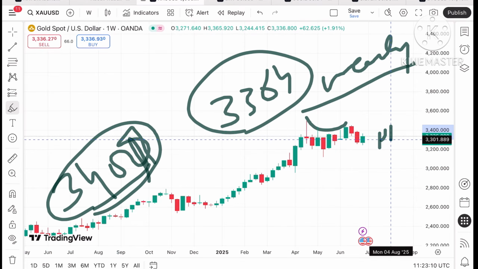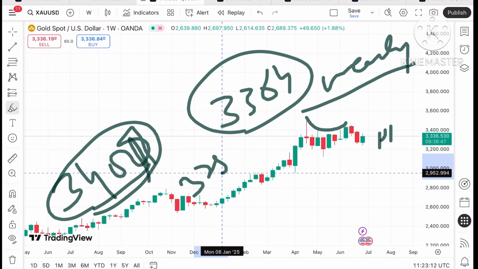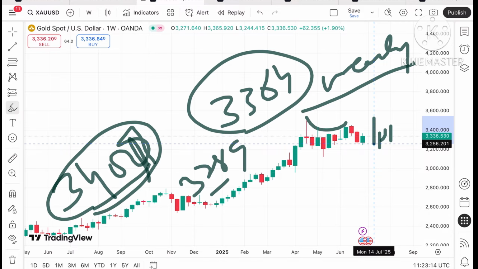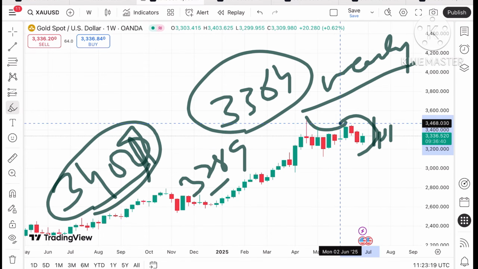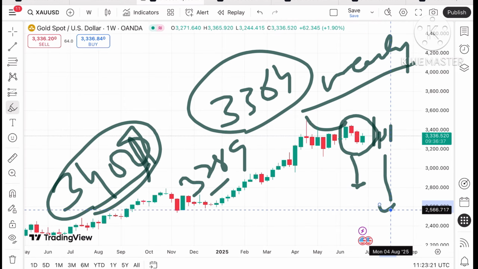But if the price starts going below that particular level, there is a chance of touching 3289, and then it can go towards 3256, and from there a level of 3239, and then there will be a zone breakout, so we can see a further fall.